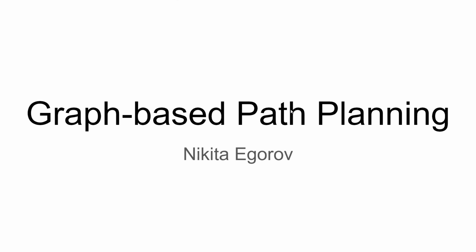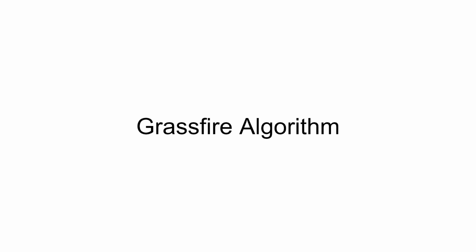Hello, this is Nikita with assignment 2, Graph-Based Planning for Comp 361. In this assignment, we were tasked with finding a path through a graph using first the Grassfire algorithm and then the Dijkstra's algorithm and compare the results. So first we will consider the Grassfire algorithm.